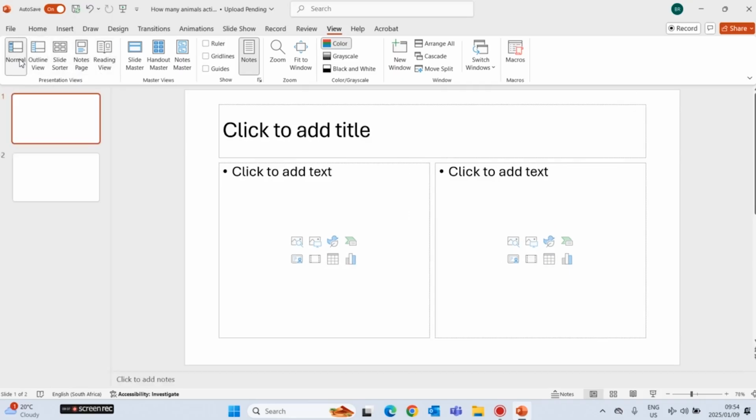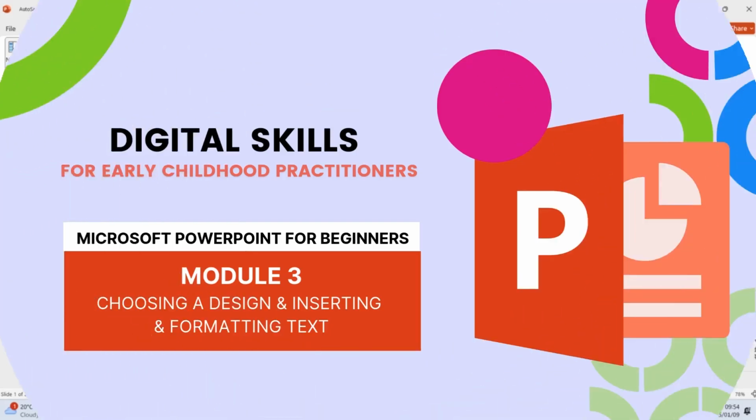You've now learned how to start PowerPoint, navigate the interface, create and save a presentation, and perform basic commands. You're ready to start building your How Many Animals activity. In Module 3, we'll dive into choosing a design and inserting and formatting text to make your presentation visually appealing and more informative.